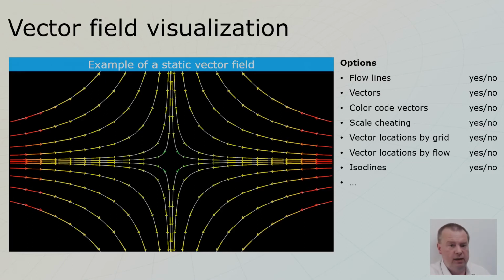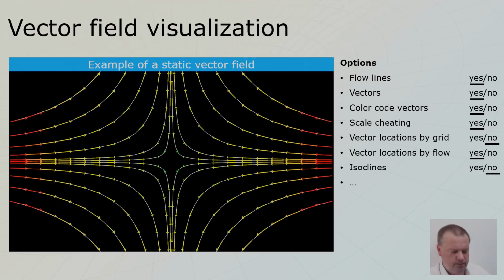Then one more thing about the evil mathematician. I introduced flow lines. Well, a mathematician will never speak about flow lines. No. Oh, I was too soon. One step back. So here you see what I did. Yes, I did flow lines, vectors, color shading. I cheated with the scales. I did not use the grid. I put the vectors on the flow, and I did not include isoclines.